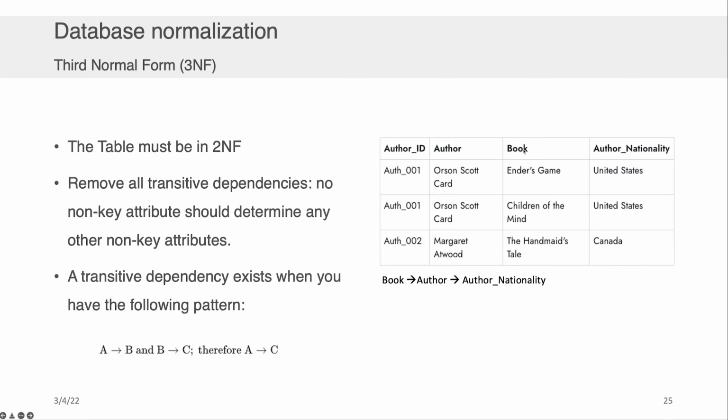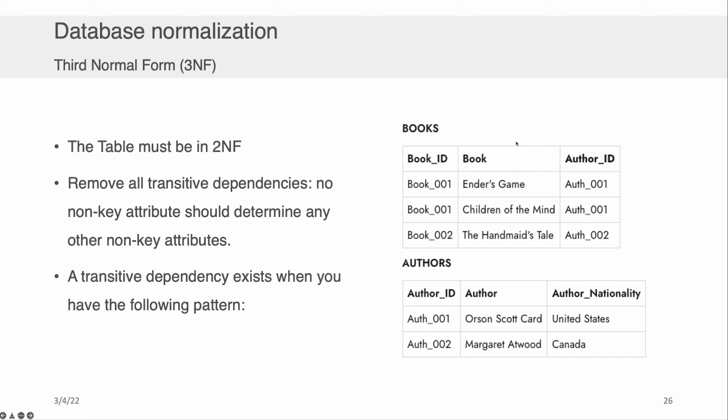It basically says, if I start from here, can I always get a mapping to a distinct author? And then if I'm here, can I always get a mapping to a distinct author nationality, a one-to-one kind of relationship? If the answer is yes, you have a transitive dependency. Those are what you want to remove.